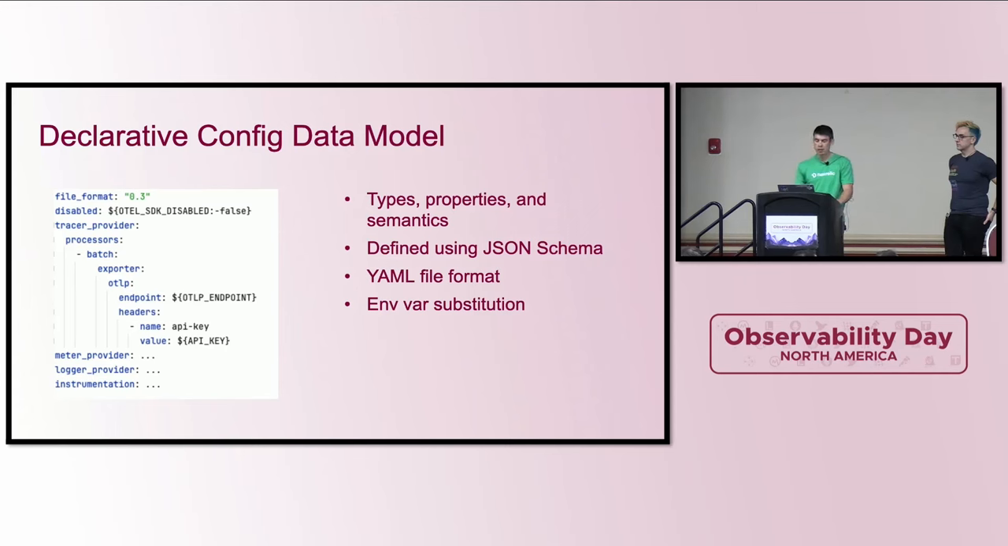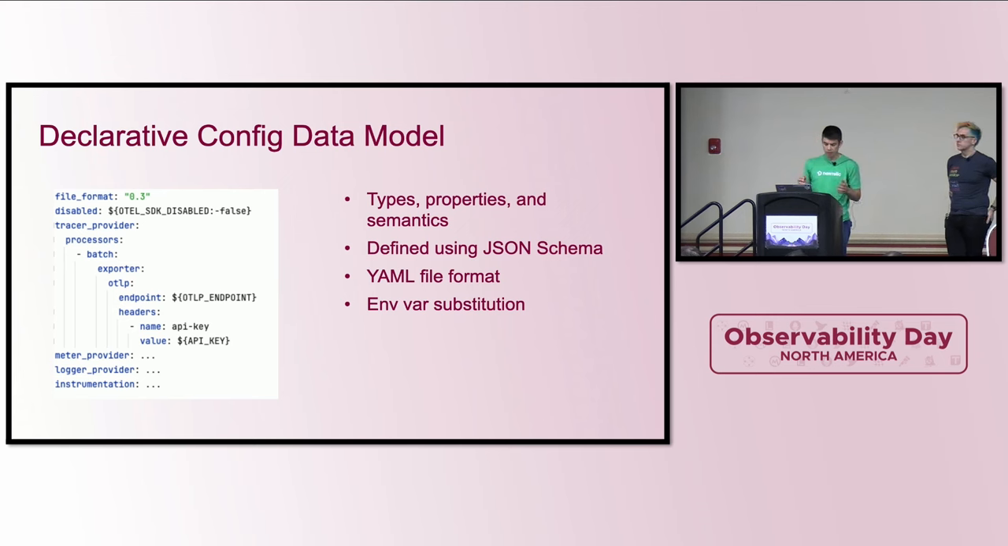Let's start with the data model. The data model establishes the common language for users to express their desired configuration. It consists of a series of types and properties defined using JSON schema, a popular open source specification for describing and validating data. It states how to encode these types and properties in YAML and defines an environment variable substitution syntax for the bits of configuration that need to change and for injecting secrets.